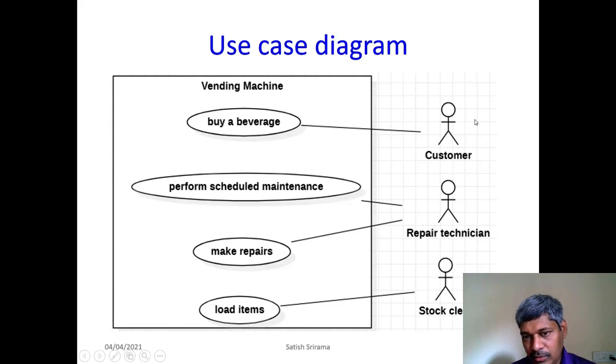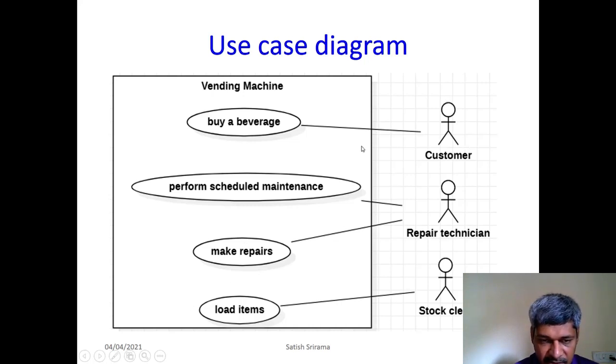In our vending machine system, what are the actors we have as of now? We have already seen several examples. The customer is one actor, the repair technician is another actor, and the stock clerk is another actor. We already have discussed the main use cases and given a quick description of each. Buy a beverage is one use case, perform scheduled maintenance is another, make repairs is another use case if the system is not working properly, and load items is another use case.